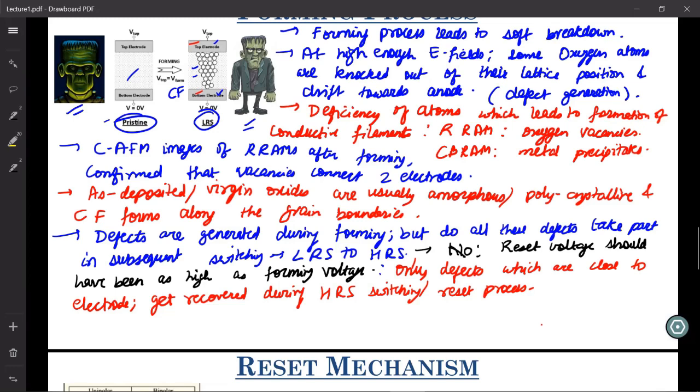So that also let me write. Since you always have some defects present, you cannot recover all of these defects. So you cannot go back to your virgin state as well.